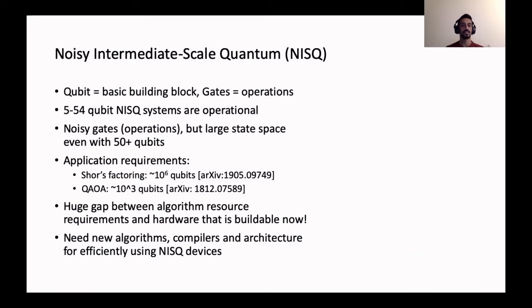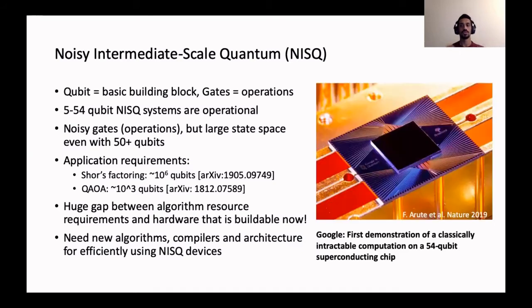Now, in spite of their limitations, these NISQ systems actually have very powerful computational capabilities. Even with about 50 plus qubits, we have access to a very large state space. Google recently showed that on a 54 qubit quantum chip, we can run a computation that is impossible on any classical hardware. On the other hand, we have large quantum applications like Shor factoring, which require thousands or millions of qubits for any advantage. So there is a huge gap between the resource requirements of the algorithms that we want to run and the hardware that we can build. So we need new algorithms, compilers, and architecture for efficiently using these devices.